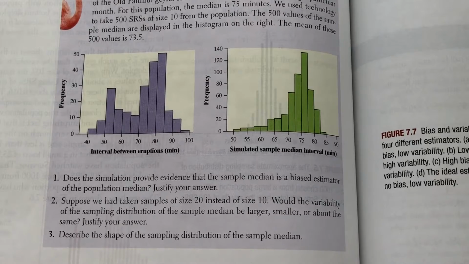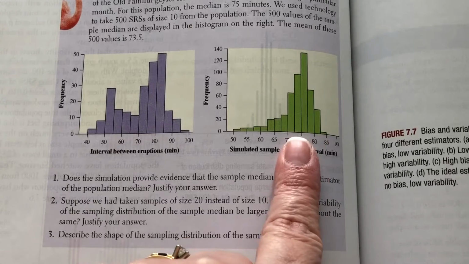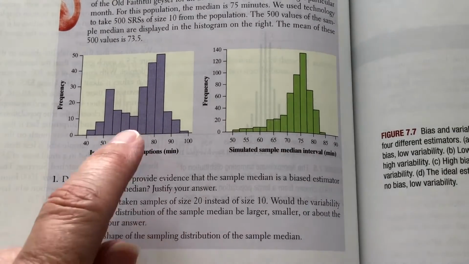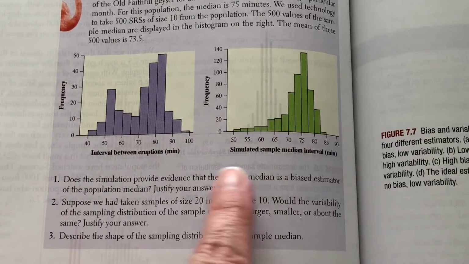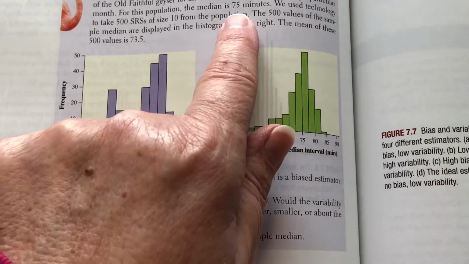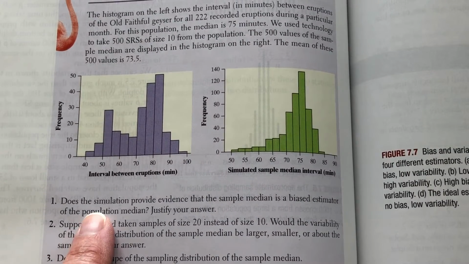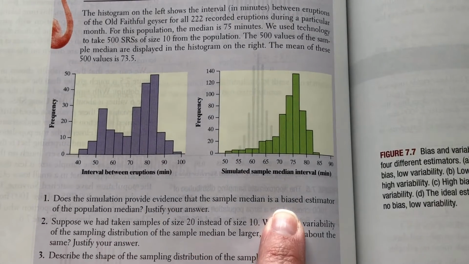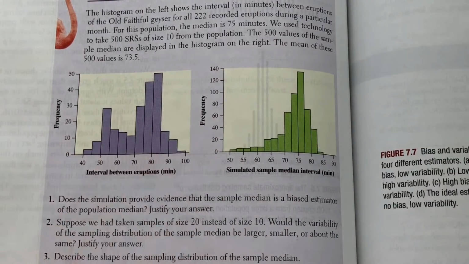Well, if the sampling distribution of the 500 SRSs of size 10 was an unbiased estimator of the true population median, then the mean of my sampling distribution would equal the true population median, which means that 73.5 minutes should equal 75 minutes, which it does not. So the answer is yes, the simulation does provide evidence that the sample median is a biased estimator, because the mean of the sampling distribution does not equal the true population median.